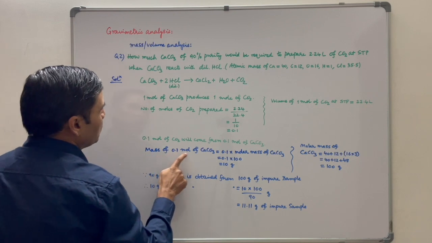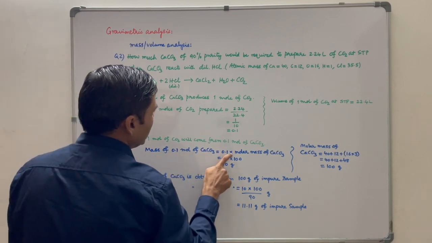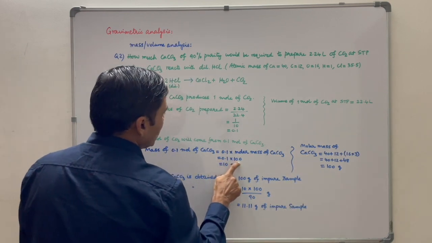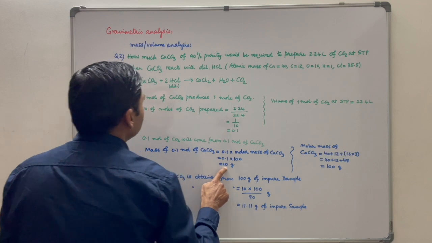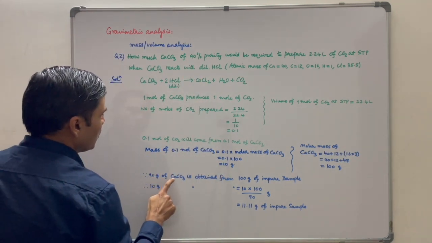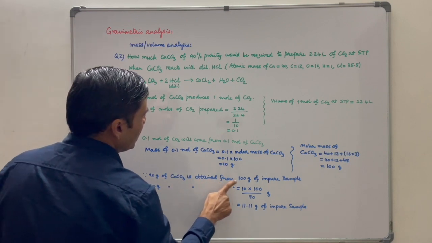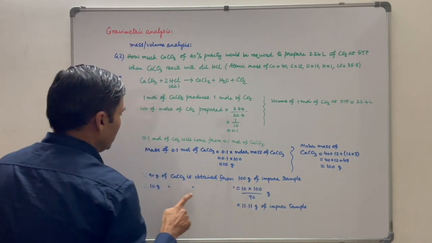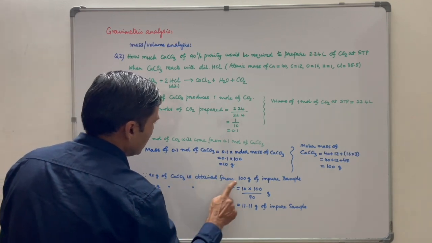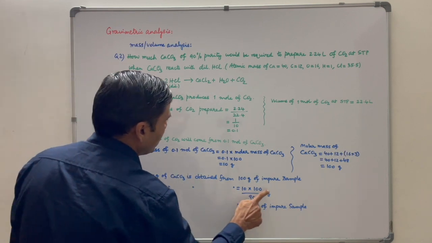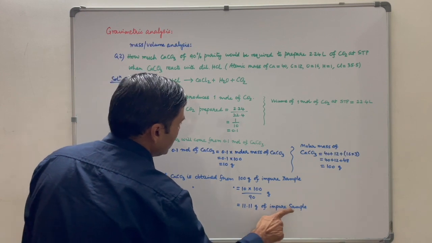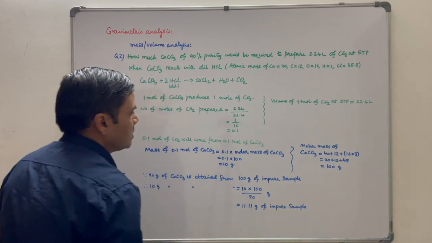So mass of 0.1 mole of calcium carbonate will be 0.1 into molar mass of calcium carbonate. So it is 0.1 into 100, that is 10 gram. It is given that the sample is 90% pure, means 90 gram of pure calcium carbonate comes from 100 gram of impure sample. So 10 gram of pure calcium carbonate will come from 10 into 100 upon 90 gram of impure sample. So that comes out to be 11.11 gram of impure sample, and that is the answer.